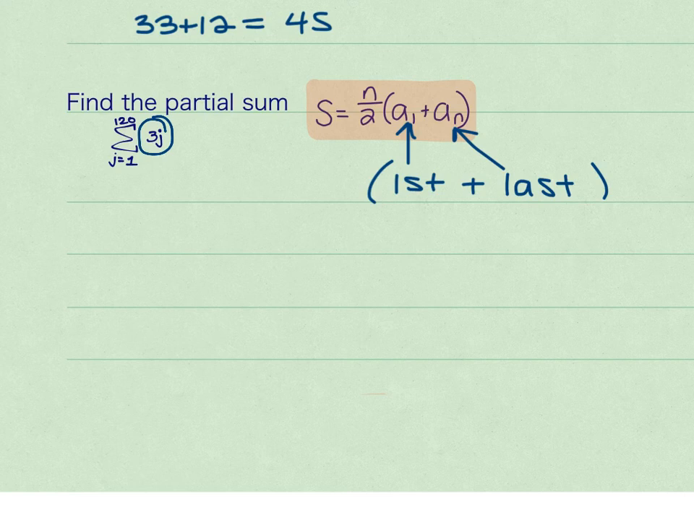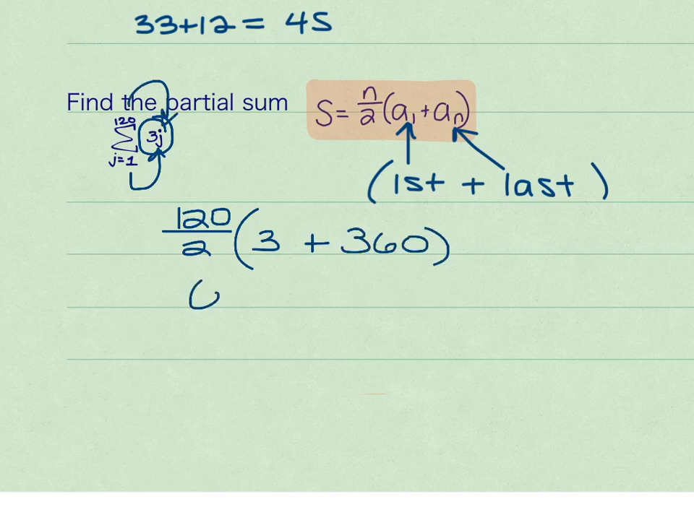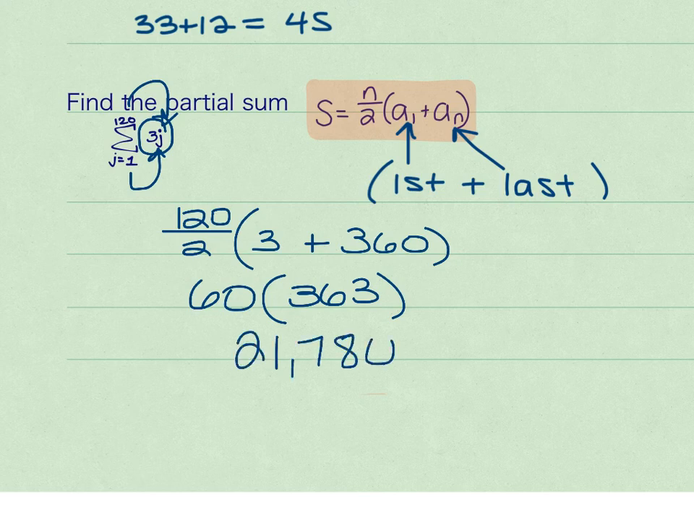So how do I know the number of terms? If the bottom number is 1, it's the top number. Remember, if the bottom number is 0, I have to add onto it 1. If the bottom was 2, I'd take off of it 1, okay? But if the bottom is 1, the top number is your n. So that's 120 over 2. First, I would take 1 and plug it in, that's 3. Last, I would take 120 and plug it in, and that's 360. So I'd get 60 times 363, which is 21,780.